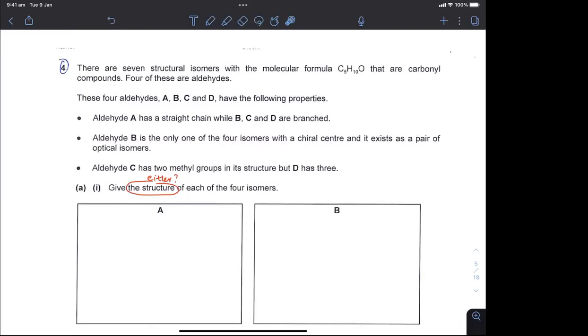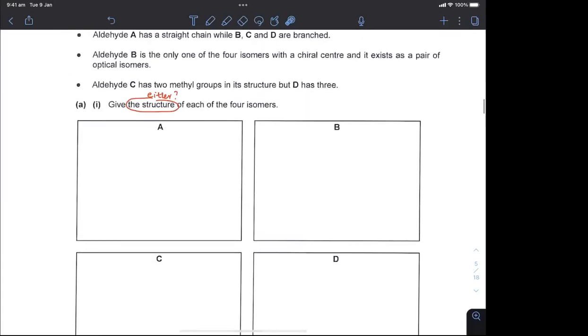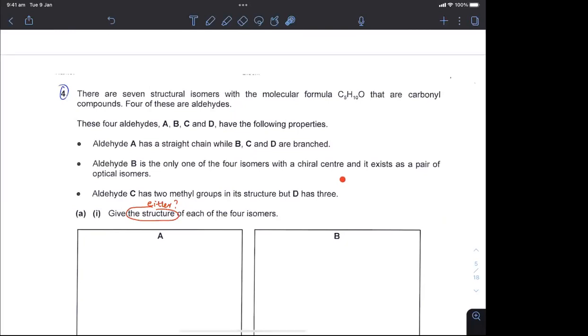Why? Because how much time do you have? You have 4 minutes. If you go on and draw display for all of them, on top of going through the properties and stuff, you are really killing yourself in an exam. Okay, then you say you're not very good at skeletal.